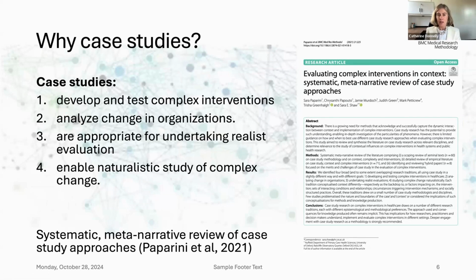And so Trisha Greenhalgh, you might recognize her. She does a lot of work around realist reviews and evidence synthesis. This is a great synthesis around case study approaches. What they ultimately said is that case studies are great for testing and developing complex interventions, analyzing change in organizations. Again, this idea of looking at a realist evaluation, which is what works, how, why, under what considerations or settings, and looking at a naturalistic study of complex change.